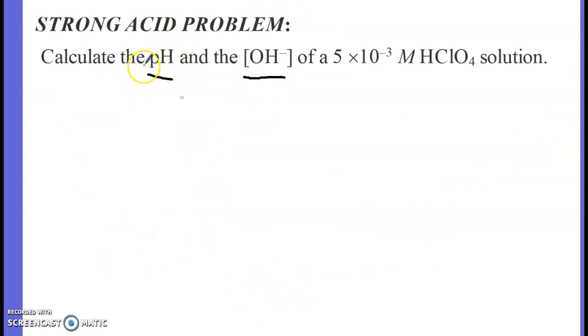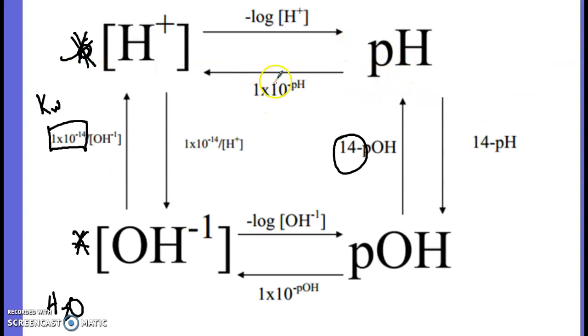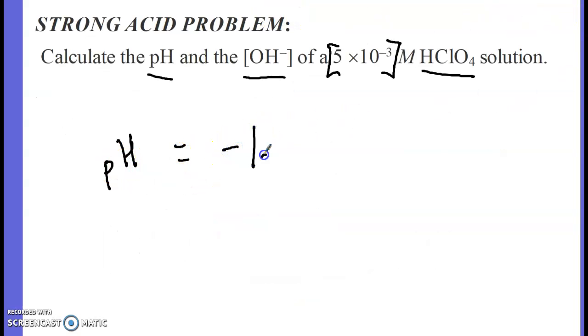So here we have calculate the pH and the OH minus of 5 times 10 to the negative third. So this is the concentration. Right, this is the concentration of the acid, because it's an acid. If it gave the concentration of the base, then it would be the pOH. Okay, so we look at the pH of that. The pH is equal to, we know the concentration, we want to know the pH, so we want to take the minus log of this. So minus log of this concentration, 5 times 10 to the negative third.